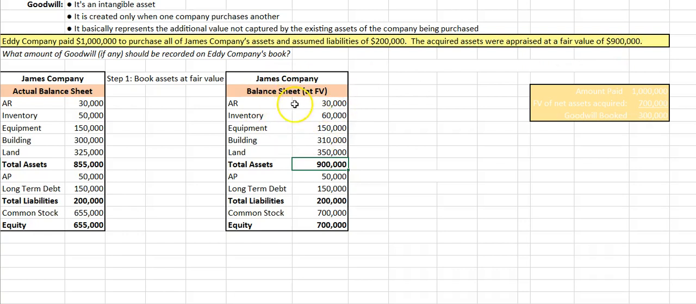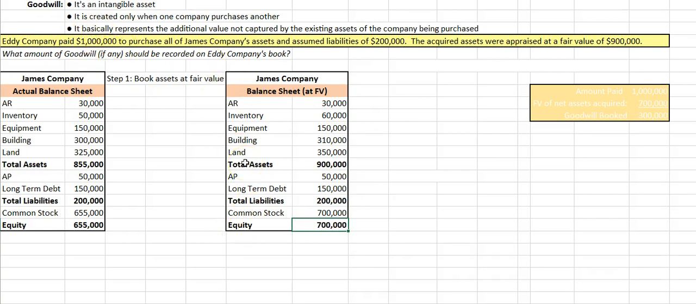So after the assets were appraised at fair value, we see that the company, James Company, which was purchased, had total assets at a fair value of $900,000 and liabilities at $200,000, which means that the equity is $700,000. That still leaves the purchase way too high, right? Eddy Company paid $1 million, and it was only able to identify $700,000 in net asset value. So if that's all it was able to identify, Eddy Company must have overpaid.